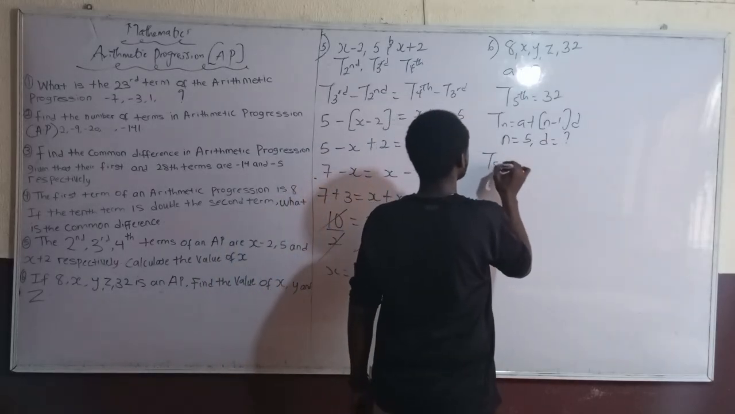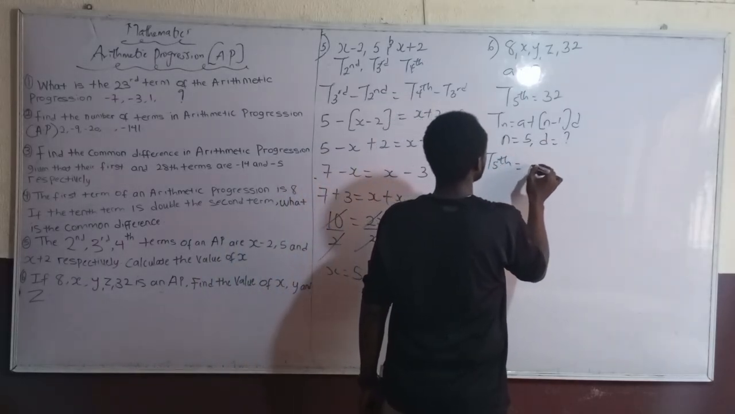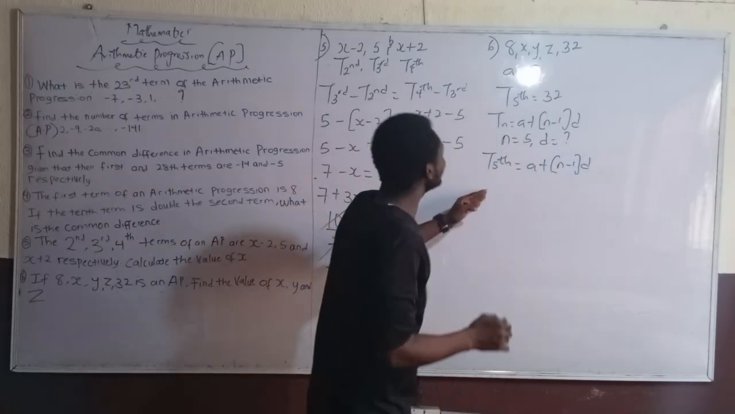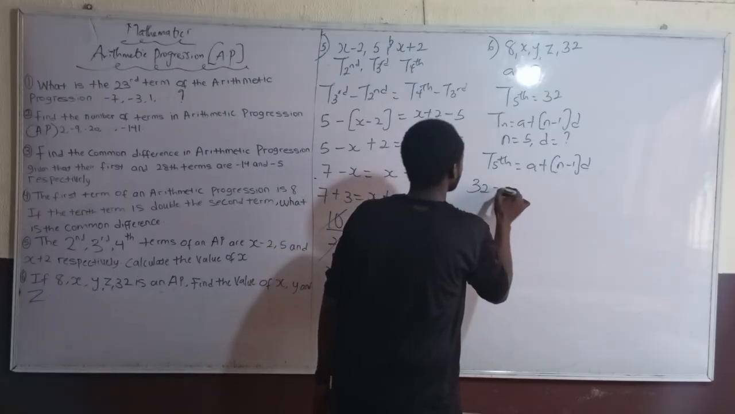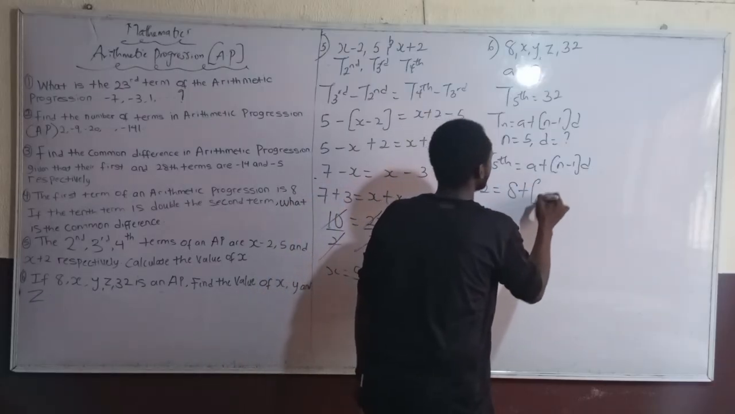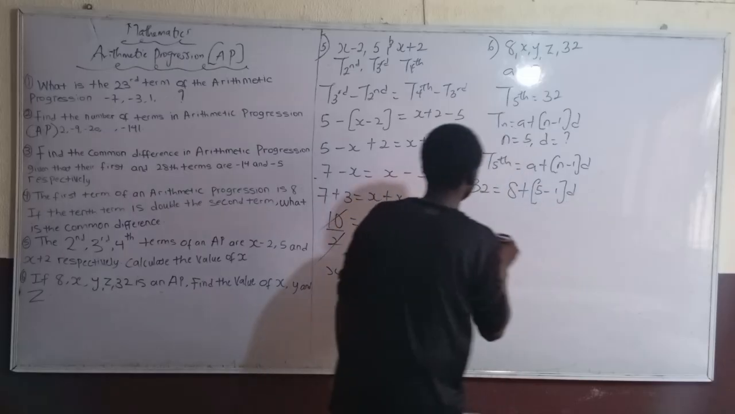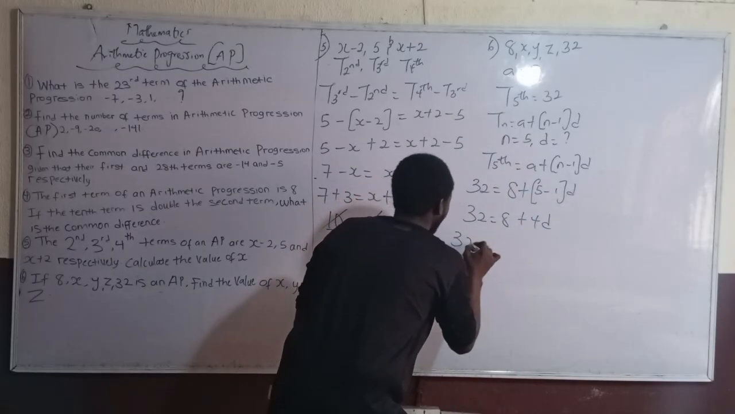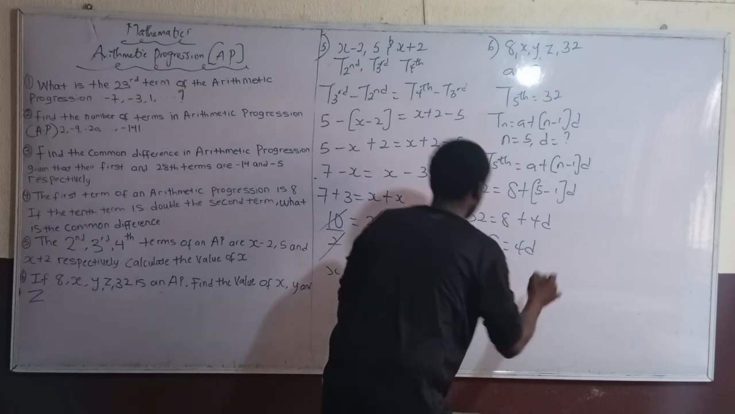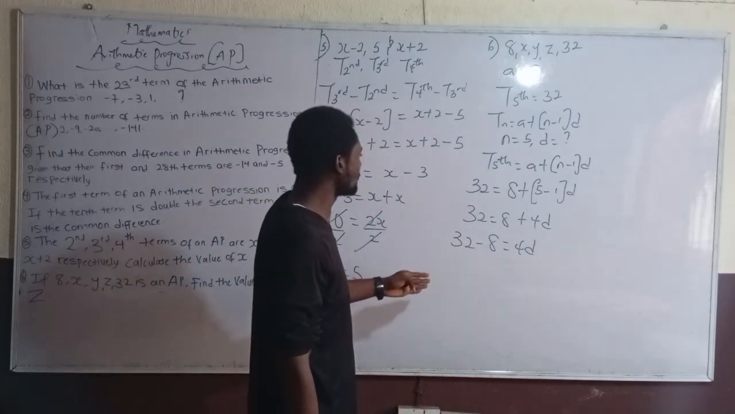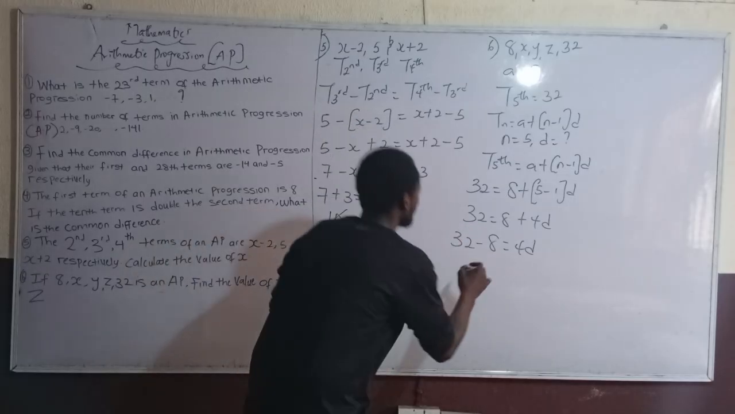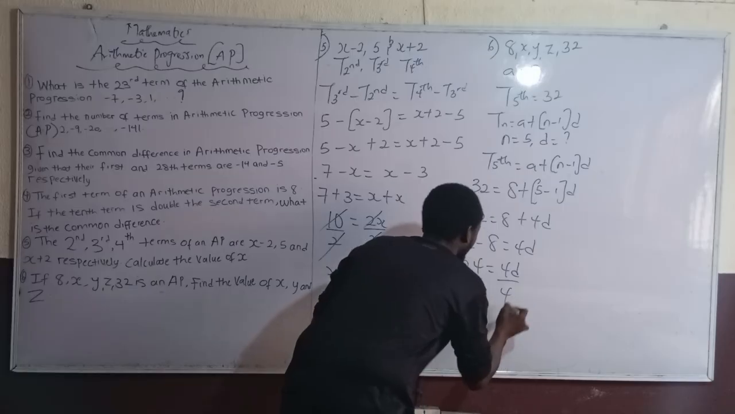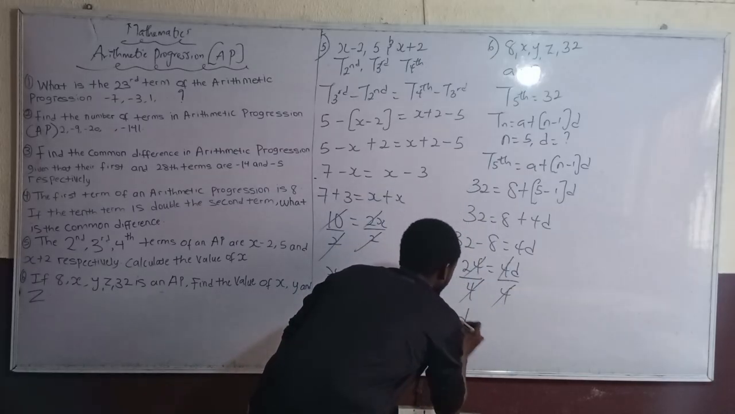So T fifth equals A plus (n minus 1) d. Now my T fifth is 32, my A is 8 plus 5 minus 1 d. 32 is 8 plus 4d. 32 minus 8 equals 4d. 32 minus 8 gives me 24. So 24 equals 4d, divided by 4, divided by 4. This cancels this. d is equal to what?